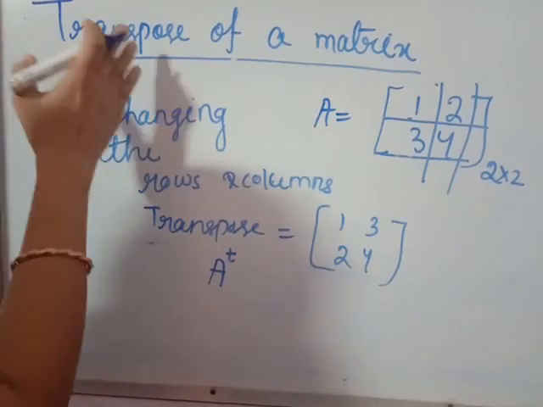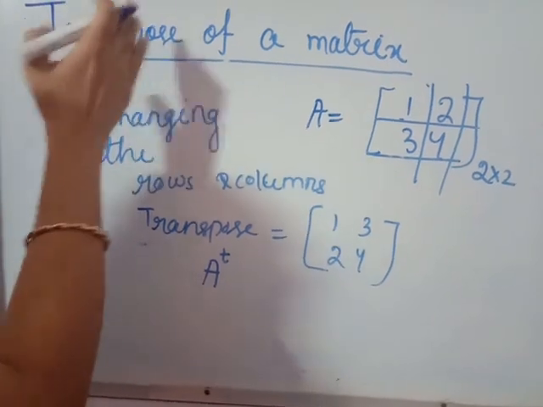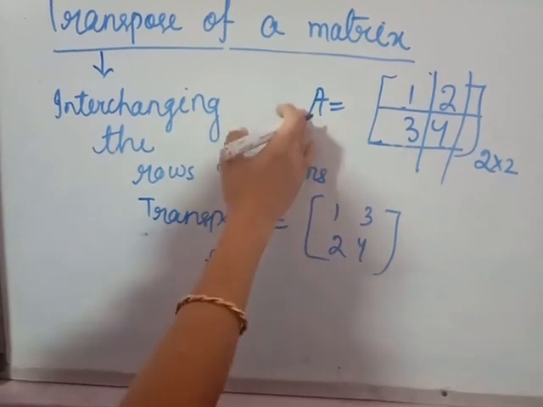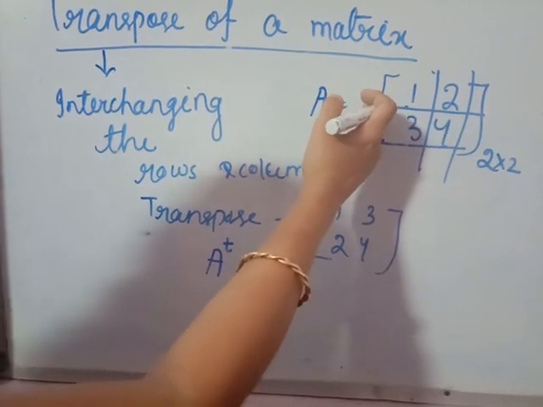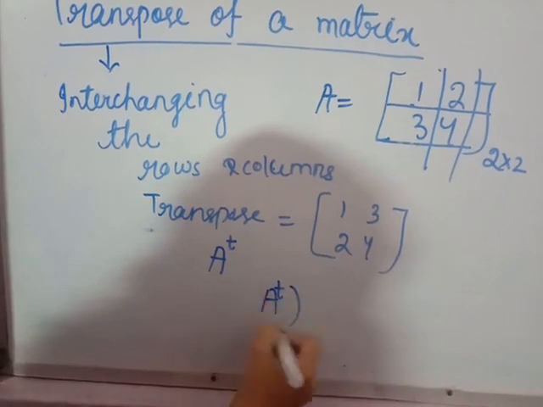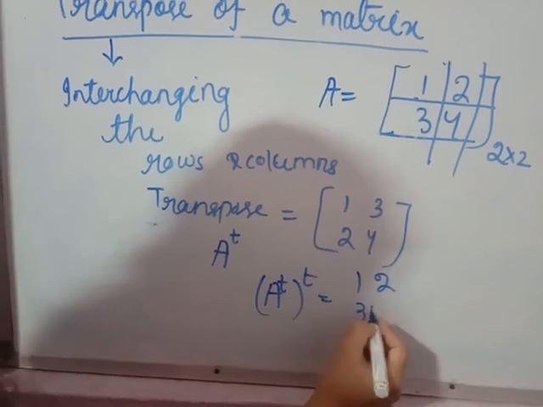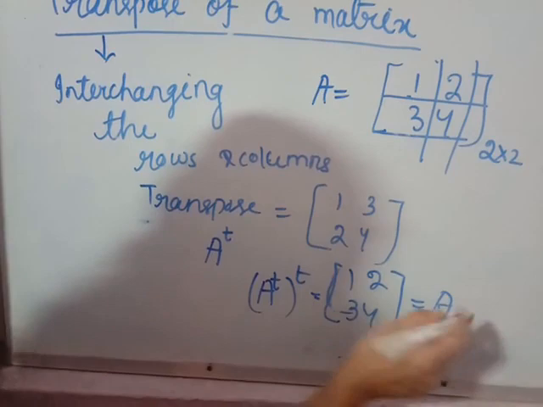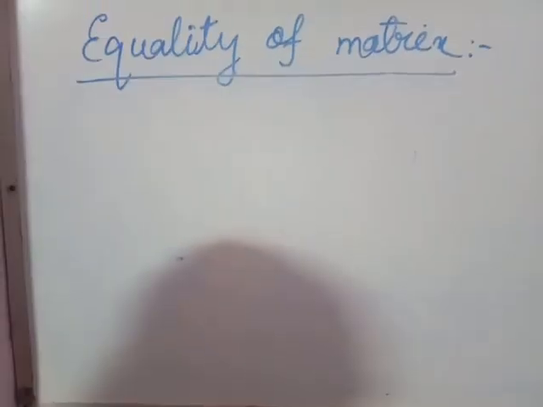Again you remember, you have to interchange the rows and columns if you want to find the transpose of a matrix. Suppose again I want to find the transpose of A transpose. Transpose of a matrix again, you will get the original matrix. Suppose A transpose, then again transpose, you interchange it, that is 1, 2, then again 3, 4. That answer is A. So this is known as the transpose of a matrix, only interchanging the rows and columns.